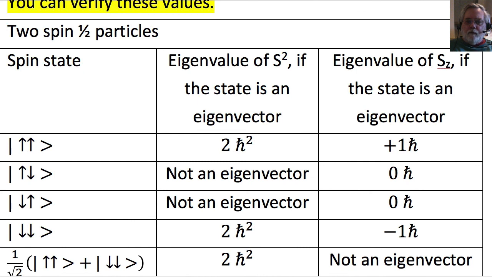So for 2 spin 1/2 particles, the first column is going to be the spin basis state. The second column is, if the state is an eigenvector of S squared, what is the eigenvalue? And then the third column, if the state is an eigenvector of S sub z, what is the eigenvalue? The pure state up is an eigenvector of the tensor product operator S squared. The eigenvalue is 2 h bar squared. You can verify this for yourself. I'm not going to do it in this lecture.